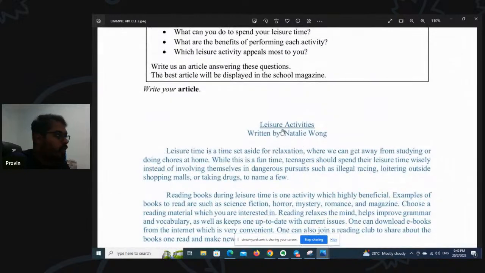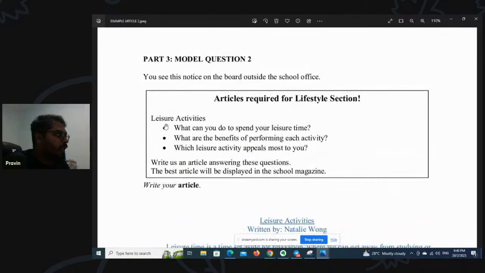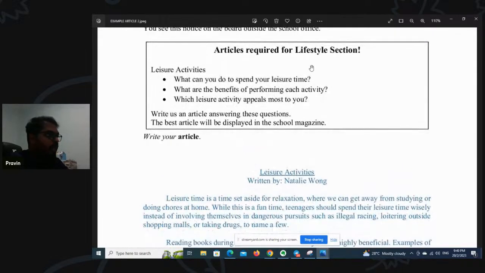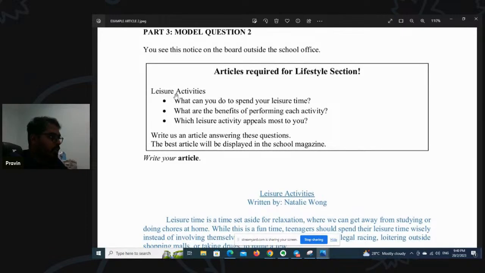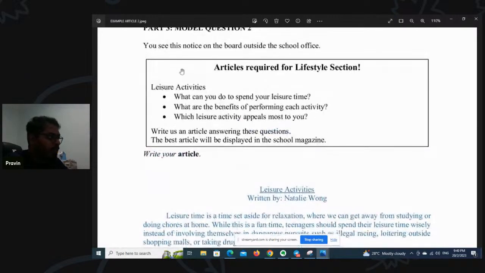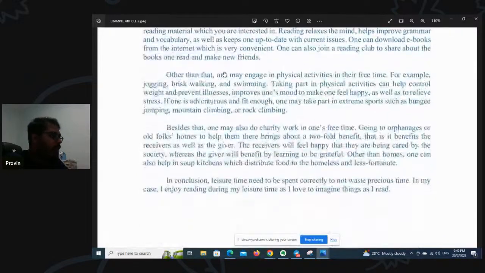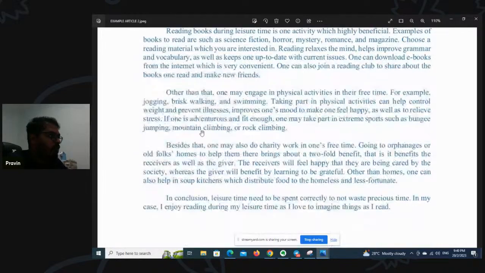The reason I want to show this is because of this word, leisure. Leisure means free time activity that you like to do. So what you like to do during your free time, that is a leisure activity. An activity that makes you relax. So again, you have leisure activities written by Natalie Wong. Leisure already has a question, so that becomes the title, written by, put your name. And again, same thing, 5 paragraphs. 1, 2, 3, 4, 5.